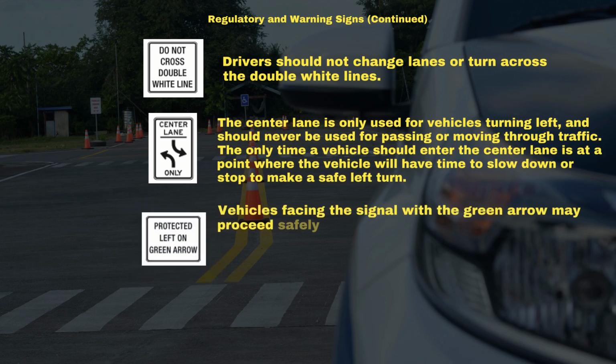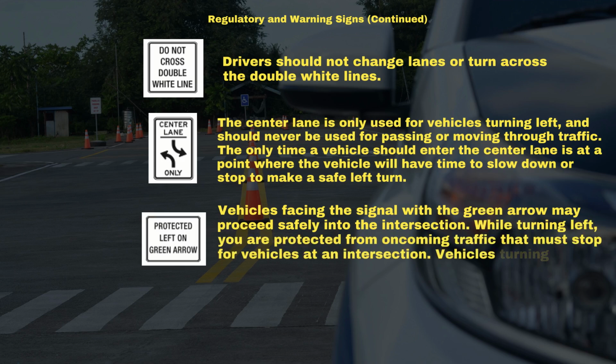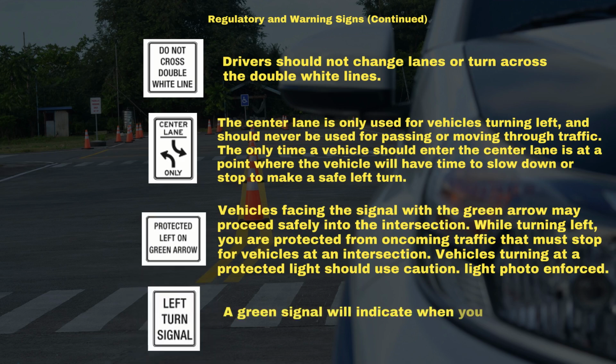Vehicles facing the signal with the green arrow may proceed safely into the intersection. While turning left, you are protected from oncoming traffic that must stop for vehicles at an intersection. Vehicles turning at a protected light should use caution. A green signal will indicate when you may turn left.